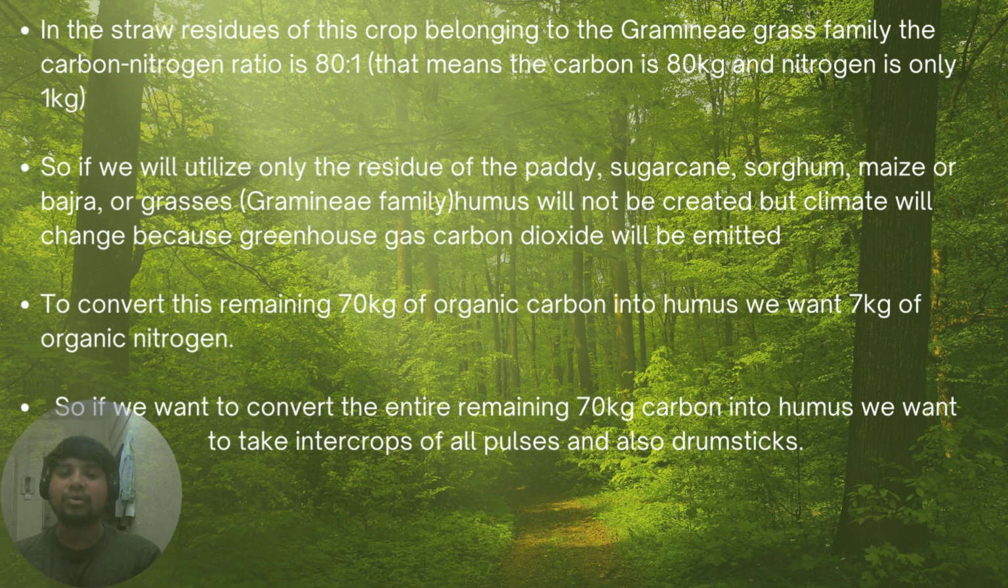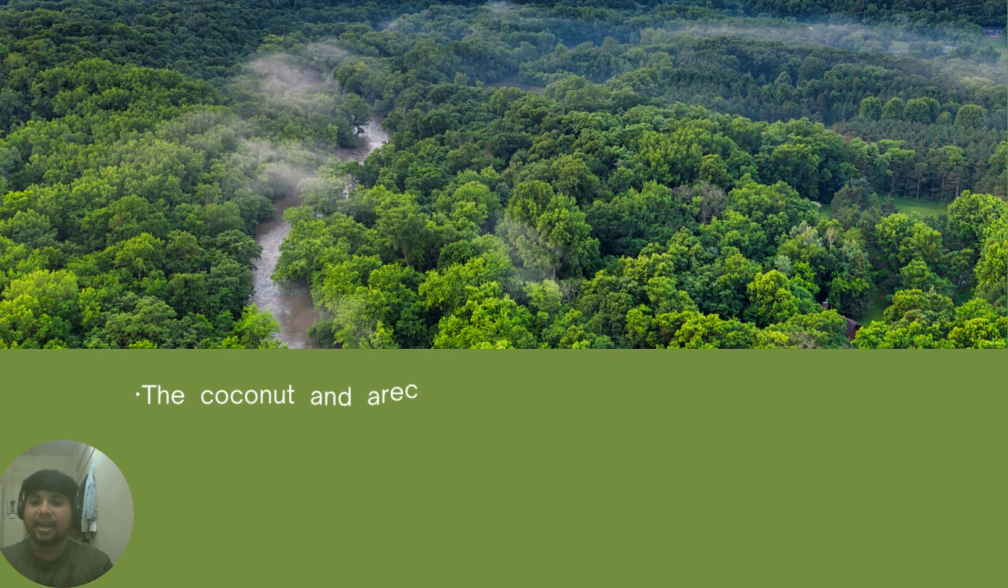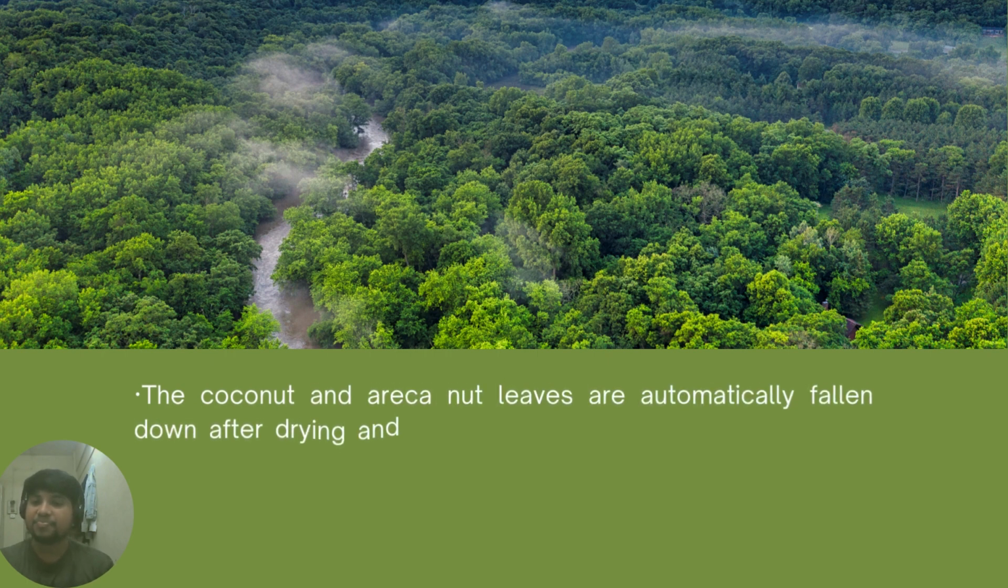So if we want to convert the entire remaining 70 kg carbon into humus, we want to take intercrops of all pulses and also drumsticks so that this 7 kg nitrogen will be fixed in the soil and the entire 70 kg carbon will be converted into humus. The coconut and arecanut leaves automatically fall down after drying, and the soil is covered by mulching.